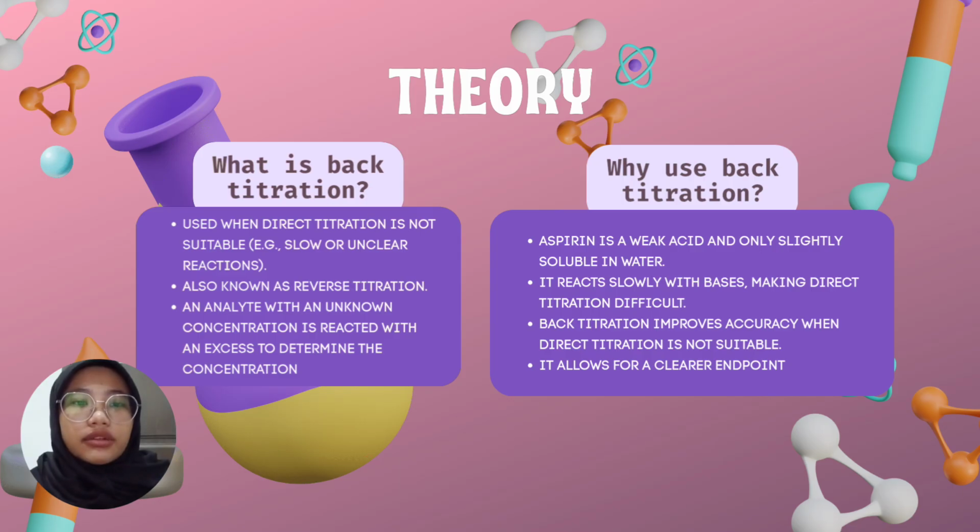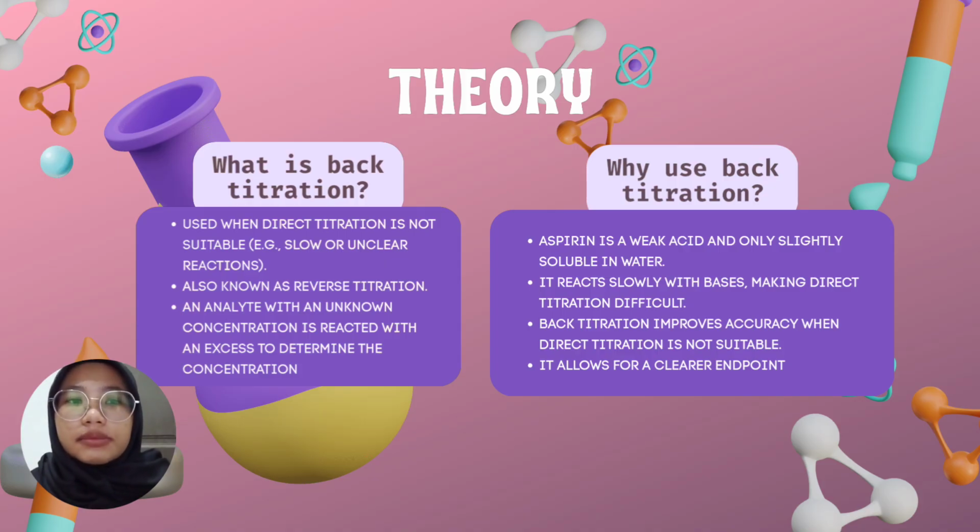Now, let's discuss the theory behind this topic. Back titration is particularly useful for determining the concentration of a substance in a sample that is difficult to determine directly, either because it is poorly soluble, reacts slowly, or yields a product that interferes with a direct titration. Back titration, also known as reverse titration: an analyte with an unknown concentration is reacted with an excess of a known standard reagent to determine the concentration. The standard reagent reacts with the analyte in a fixed ratio based on a known chemical equation. But why use back titration?